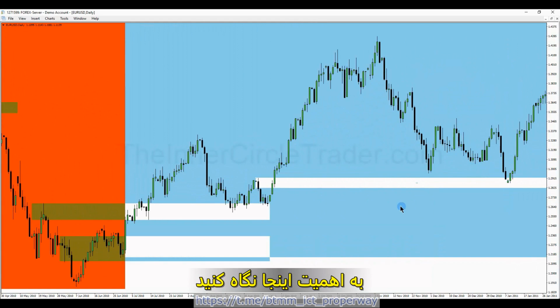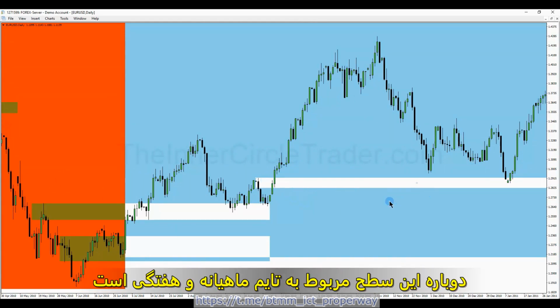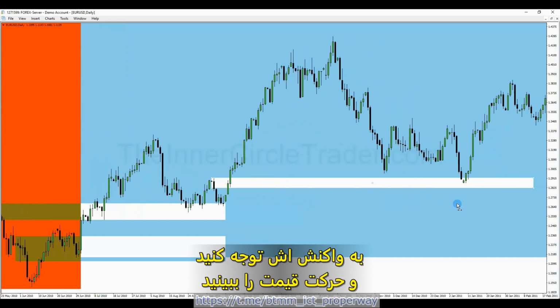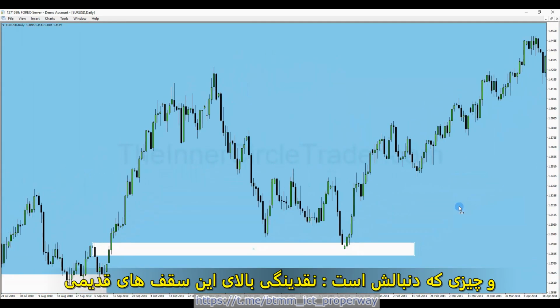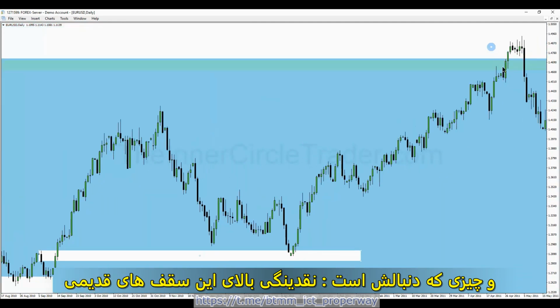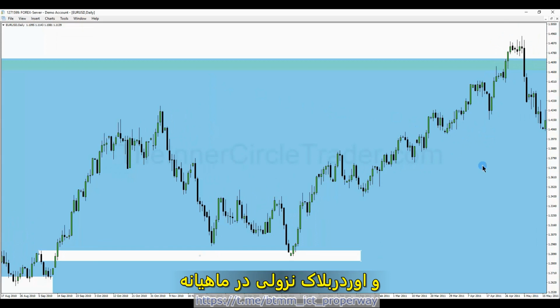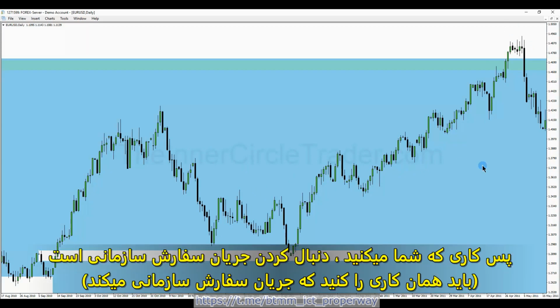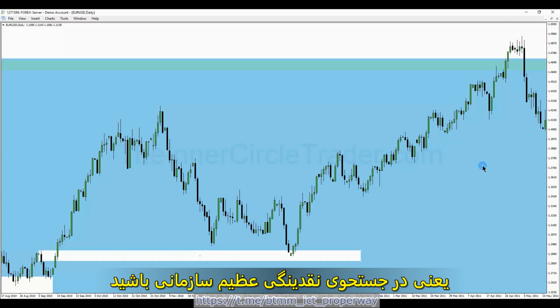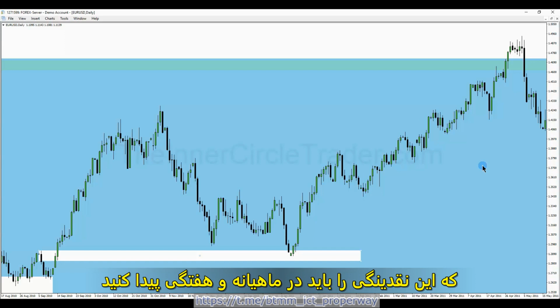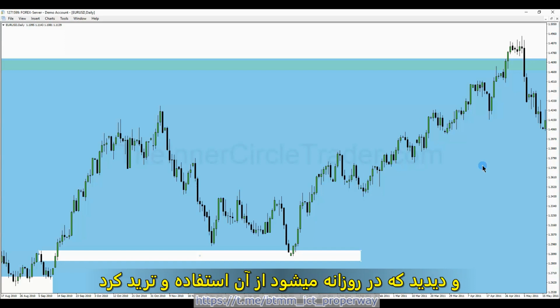Look at the sensitivity right there. Again, this level was arrived at on the monthly and weekly. And look at the responsiveness you see in price. And what's it reaching for? Liquidity above the old high and a bearish order block on the monthly. So what you're doing is what institutional order flow is. It's the seeking of large institutional liquidity. And it's going to be found on the monthly and the weekly. And you see that being traded into on the daily.